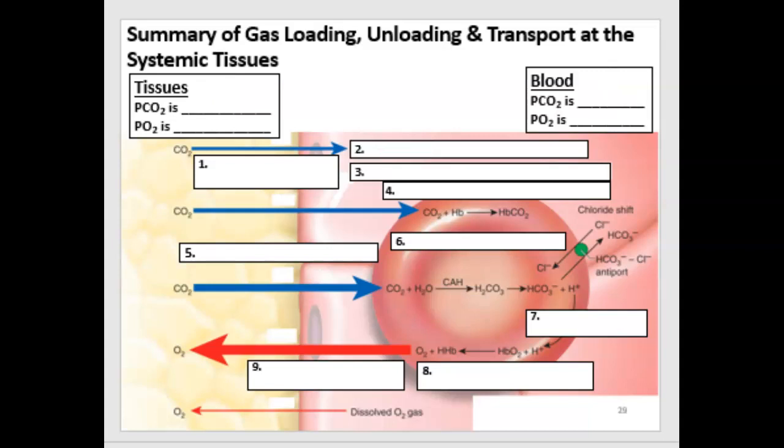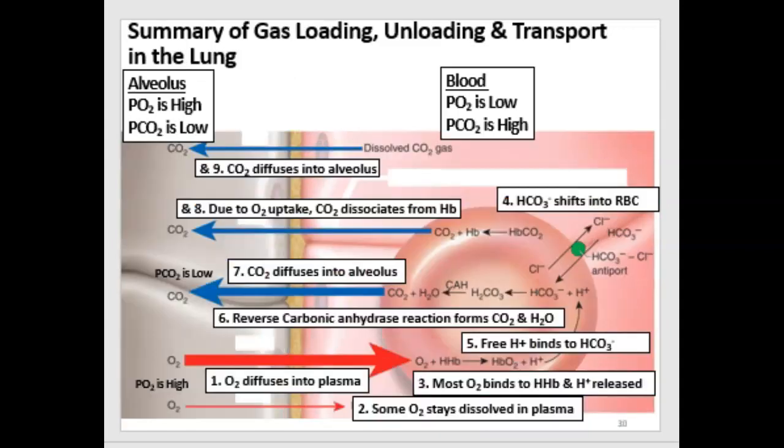And we're going to do it in the lungs. We're going to look at what happens in the lungs, a summary of the last 2 lectures, I think. So this is gas loading, unloading, and transport in blood that reaches the lungs. So blood that's reaching the lungs has low oxygen. It just dropped it off. And it has very high CO2.